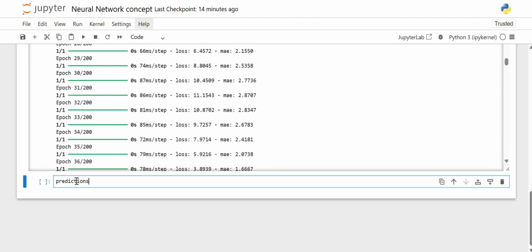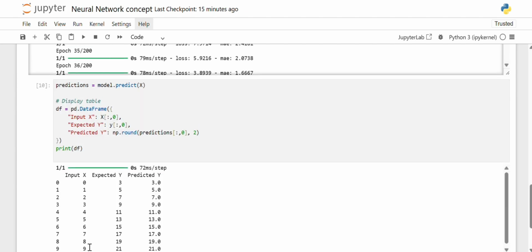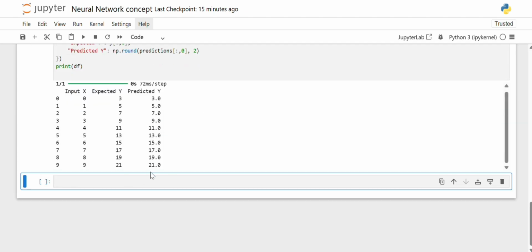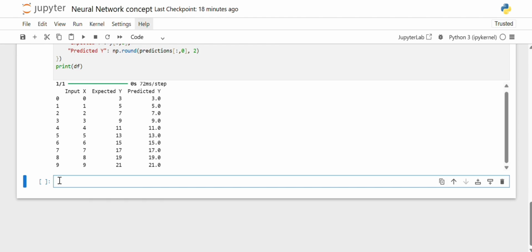After training, we will test the model by predicting y for each x and compare it to the actual value. The y column is our real data from the formula and predicted y is what the neural network learned. Let's visualize our result on a graph. We will plot both the actual line and the predicted line to see how closely they match.